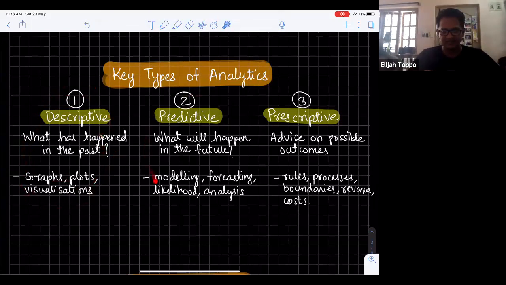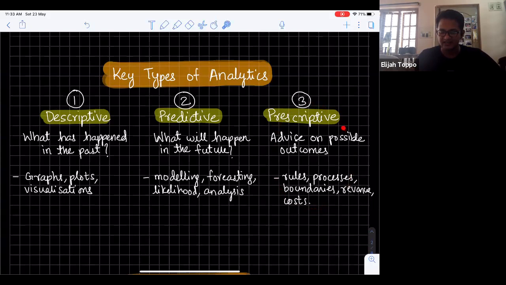The next major area of analytics is predictive analytics, where we predict what will happen in the future. This happens by modeling the data, by forecasting, by identifying the likelihood of the next thing happening, doing further analysis on the data. We'll try to find out what will happen in the future. Once you know what will happen in the future, you can take possible decisions. You can change your plans. You can modify those plans. You can enter into new areas and things like that.